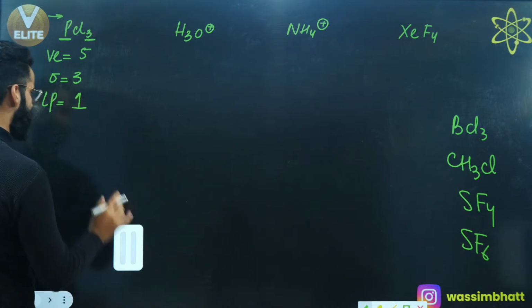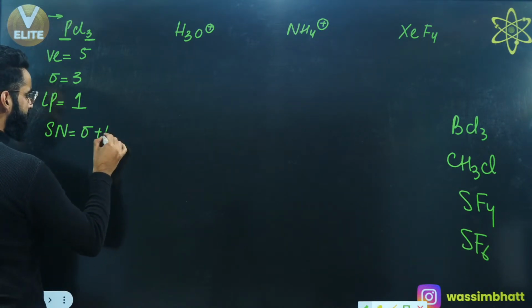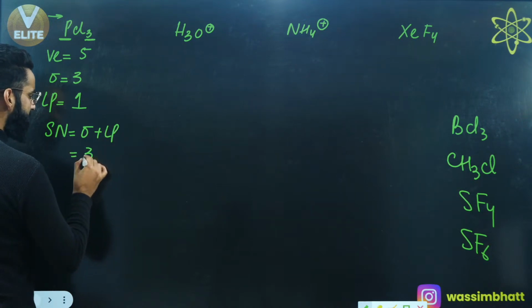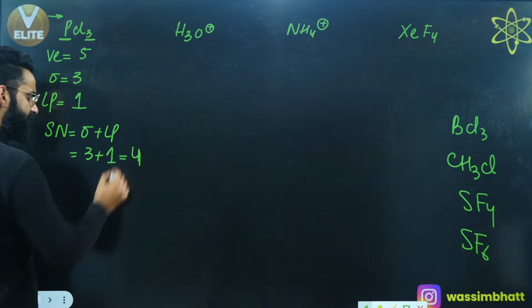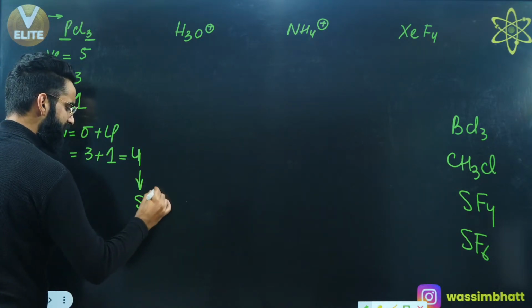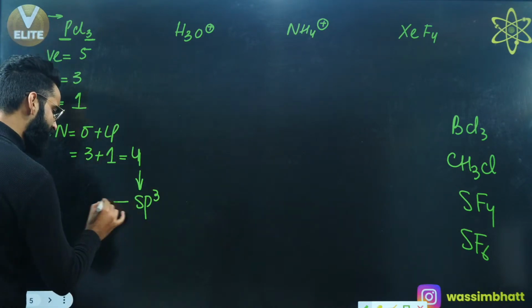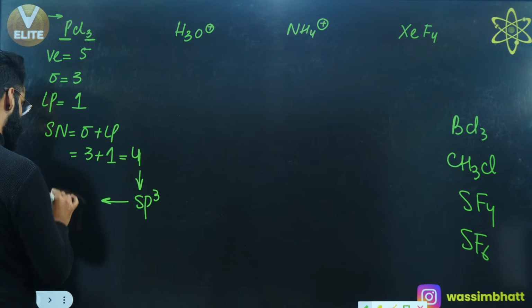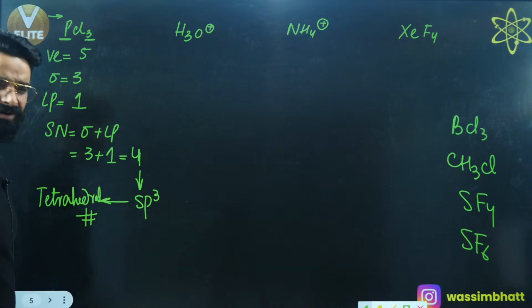So now I'll be calculating the steric number, which is simply sigma plus lone pair, right? Sigma is 3, lone pair is 1, so 3 plus 1 comes out to be 4, correct? If 3 plus 1 comes out to be 4, I'll simply say the hybridization involved here is sp3, yes. And if the hybridization is sp3, the geometry is going to be tetrahedral. I'm not talking about the shape, I'm talking about the geometry. The geometry is going to be tetrahedral in this case. I'm sure it's clear to everyone.